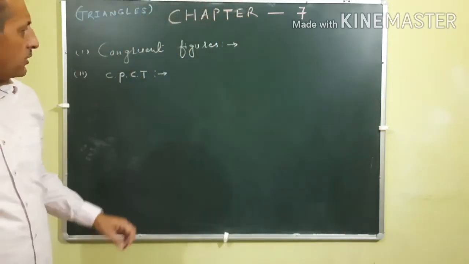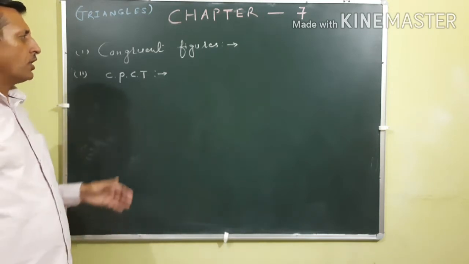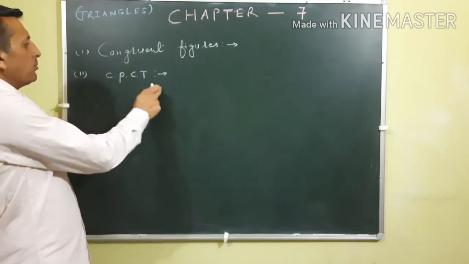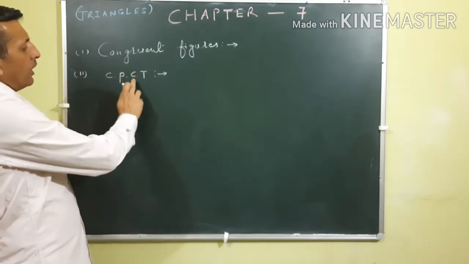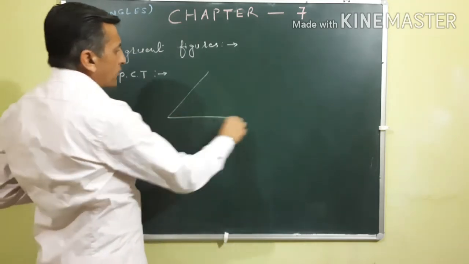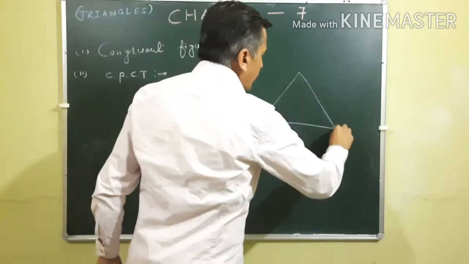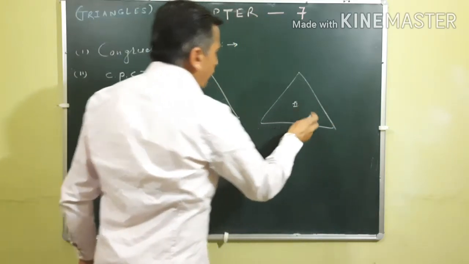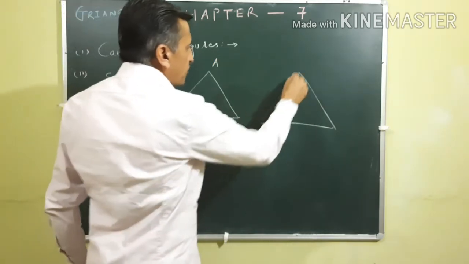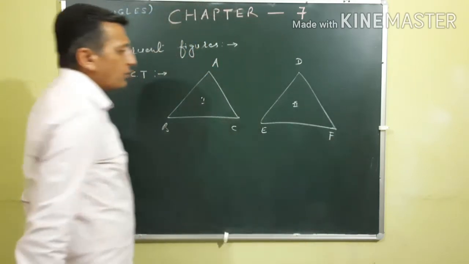The second is called the CPCT rule. This is a very important rule. We usually use this rule when we solve the questions of the exercise. CPCT means corresponding parts of congruent triangles. So what is the meaning of corresponding parts of congruent triangles? Suppose this is triangle number 1 and this is triangle number 2. Let us name these triangles. This is A, B and C, and suppose this is D, E and F. These are the two triangles.